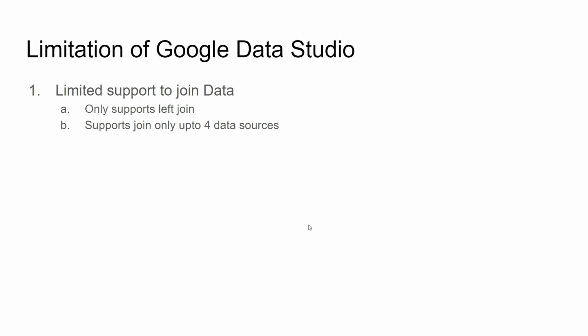You have to adjust your data source according to the left join, and then if you have more than 4 data sources, which is usually the case in business, you will find it difficult and you have to work around it to work with the 4 data sources. Maybe outside of Google Data Studio, within SQL or within spreadsheets, you need to work around it.